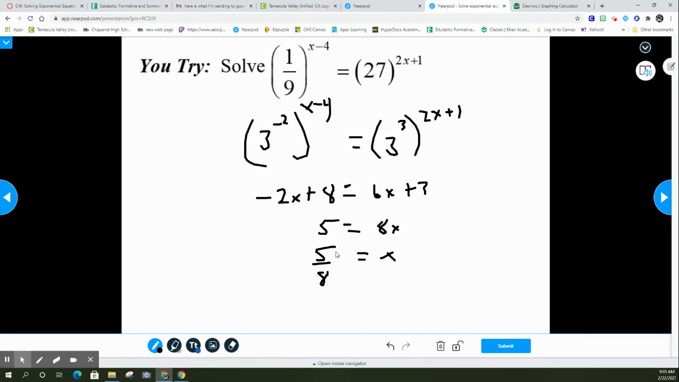All right, so again, get the same base. So 1/9 is 3 to the negative second. Multiply those together, power to the power, to get negative 2x plus 8. Over here, 27 is 3 cubed. Multiply power to the power, 6x plus 3. And now we're just isolating the x.